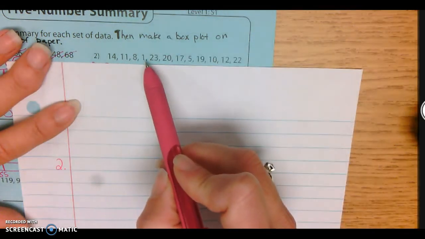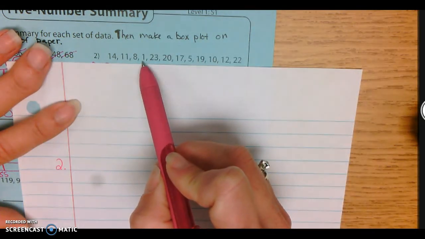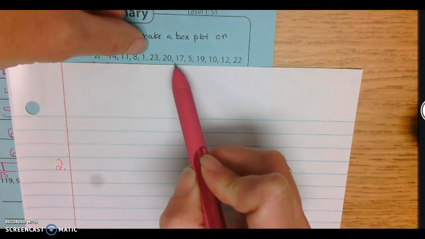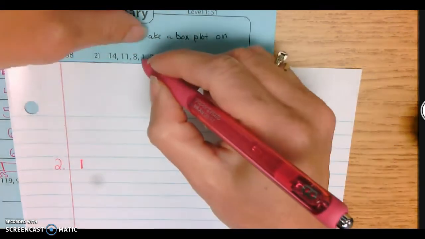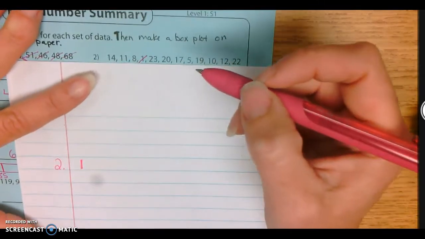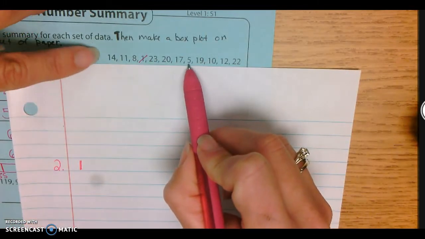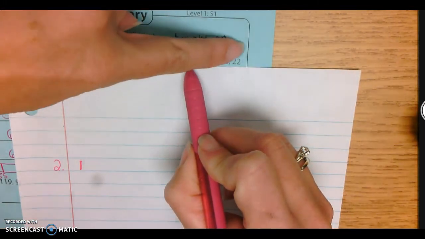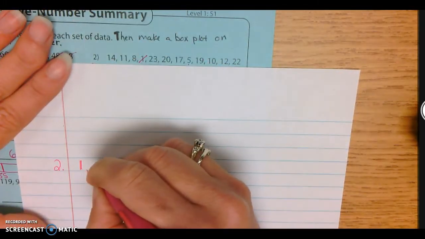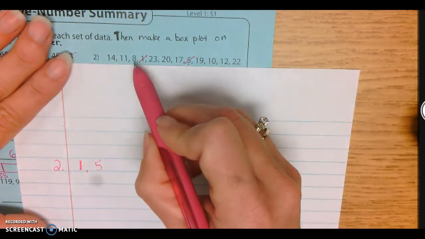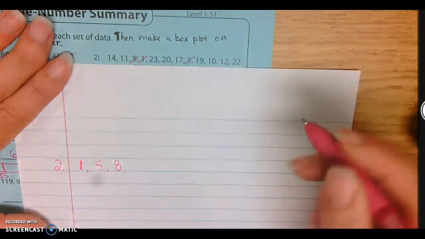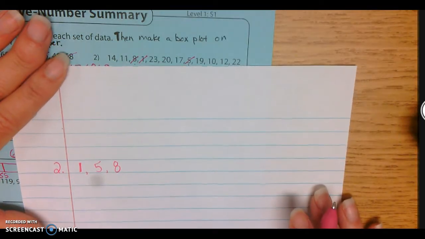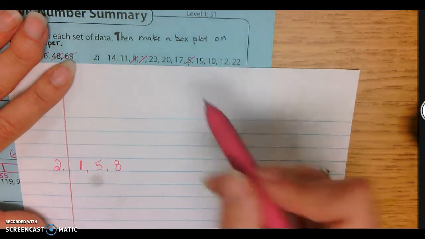So I look through and immediately I see number 1, and I think you can't really get much lower than 1, but I'm going to check anyway. So 1 is going to be my minimum. I'm going to cross that out. Then I see a 5, and I'm going to check, is there anything less than 5? Nope. So my second number is a 5. Next I have an 8. And I cross them out as I put them down here so I know that I've taken care of them and I don't need to look at them again.